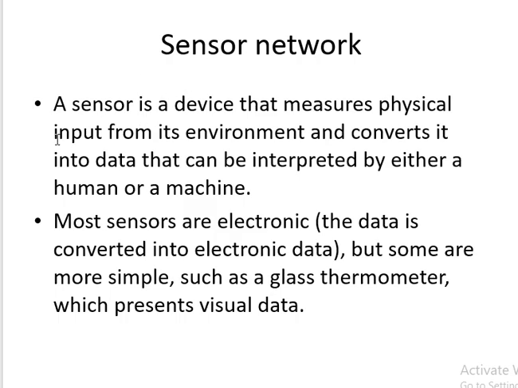And sensor network. A sensor is a device that measures the physical input from its environment and converts it into data that can be interpreted by either a human or a machine. Most sensors are electronic, where the data is converted into electronic data, but some of them are simpler, such as a glass thermometer, which presents visual data.